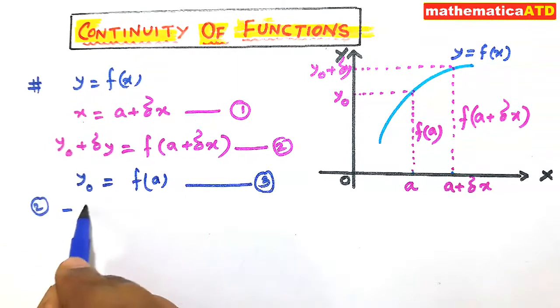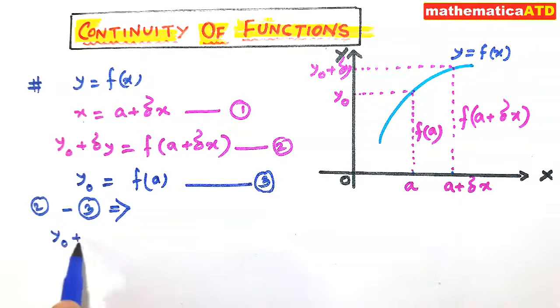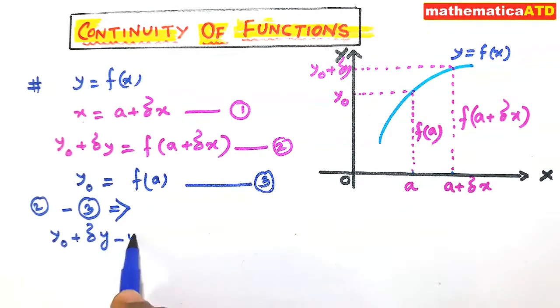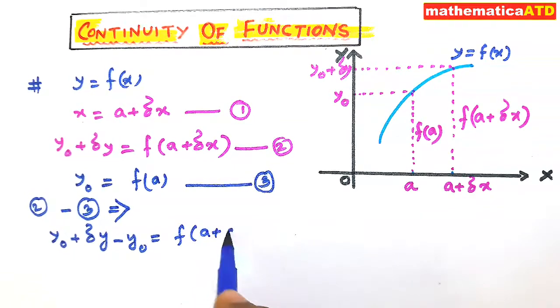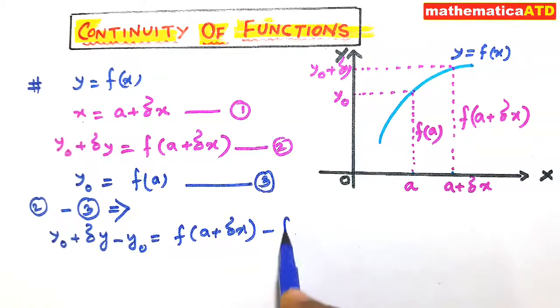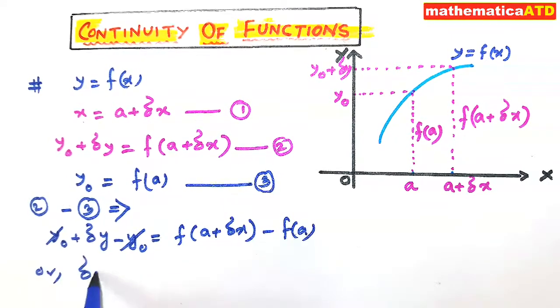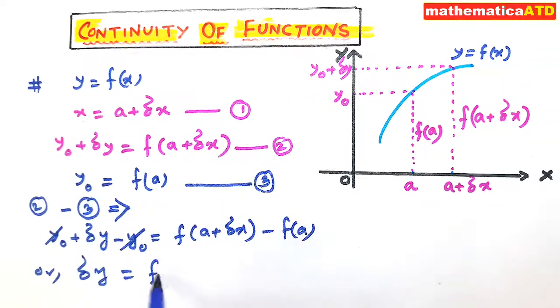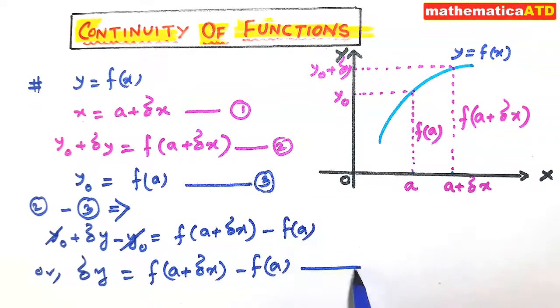Now subtract 3 from 2. So subtracting 3 from 2, we get y0 plus delta y minus y0 is equal to f(a plus delta x) minus f(a). So y0 is cancelled. We are getting delta y is equal to f(a plus delta x) minus f(a). Friends, we mark it 4.